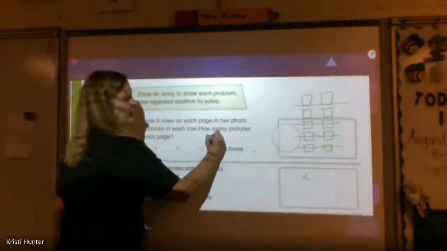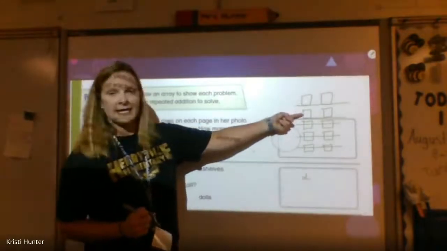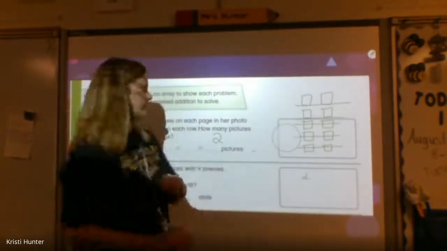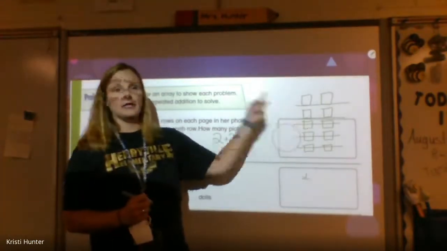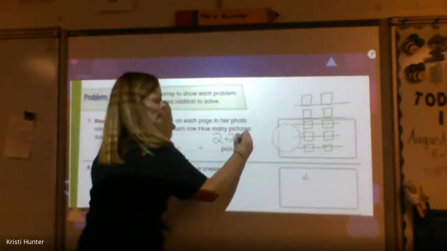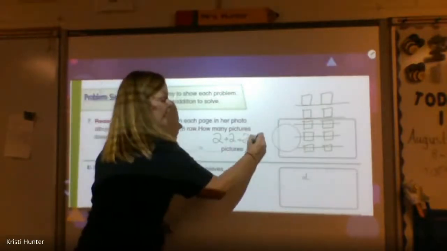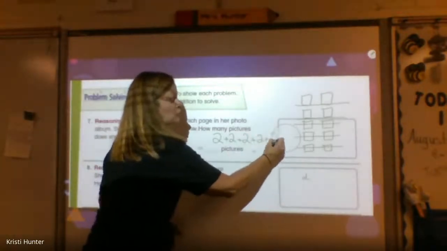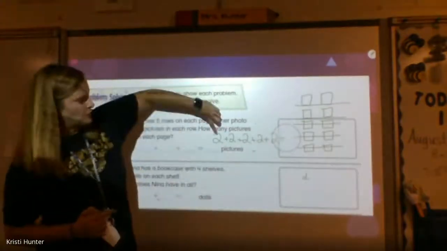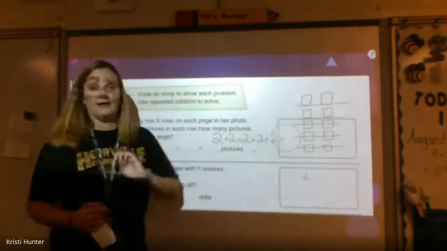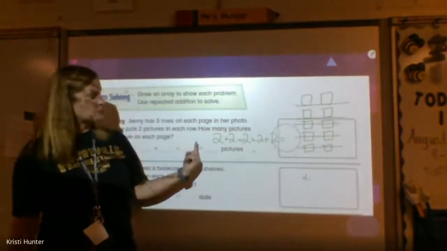Here we go. So we have 2 on the first row. Plus, here's my second row. I had 2 again. Remember, I have an array, so it's going to be the same number. My third row had 2. My fourth row had 2. And my fifth row has 2. I should have 5 number 2s. 1, 2, 3, 4, 5. I have 5 rows of 2. And that's what my equation says.